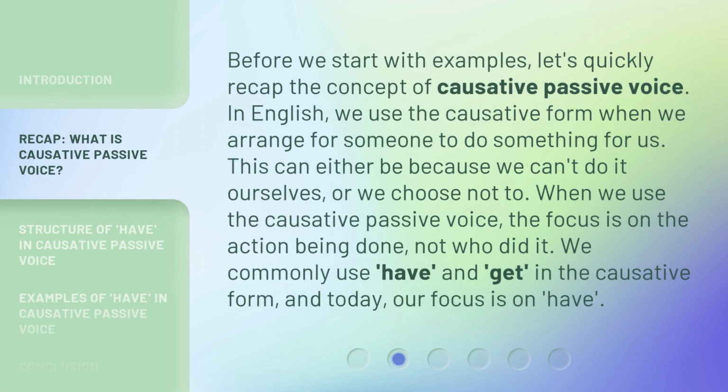Before we start with examples, let's quickly recap the concept of causative passive voice. In English, we use the causative form when we arrange for someone to do something for us. This can either be because we can't do it ourselves, or we choose not to. When we use the causative passive voice, the focus is on the action being done, not who did it. We commonly use have and get in the causative form, and today, our focus is on have.